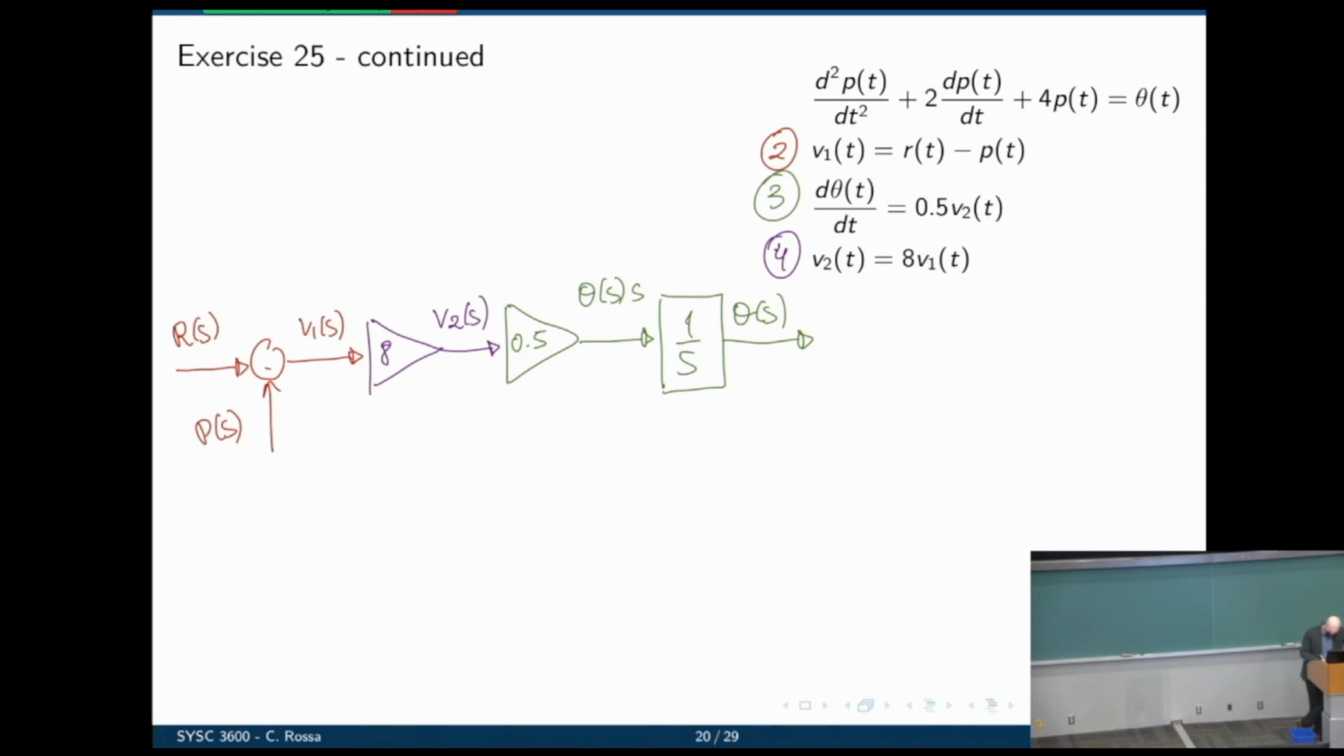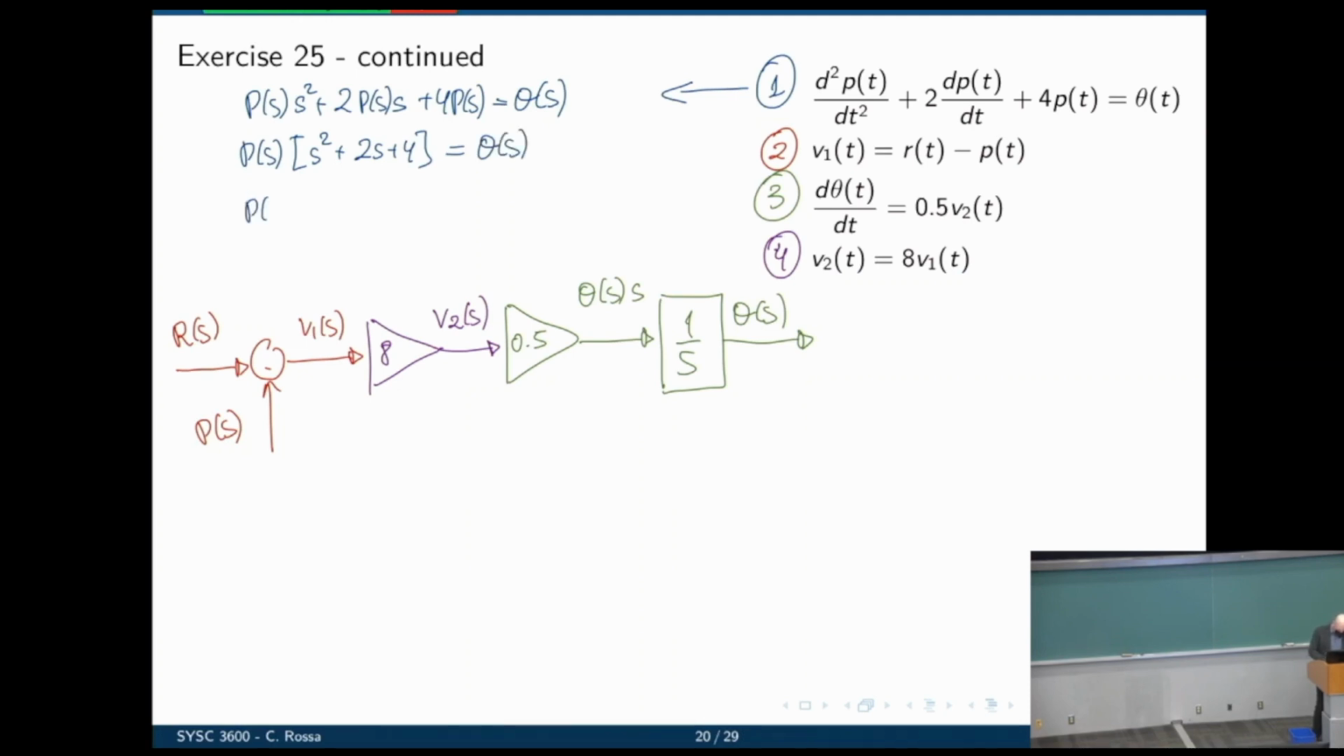Now theta s shows in the first equation. Now the first equation, we need to work that out a bit because the output will appear there, and the output seems to be now governed by this differential equation. Now we have no choice but to take the Laplace transform of this and find a transfer function. What is the Laplace transform of that? Is P of s times s squared plus 2P of s times s plus 4P of s equals theta of s. So I can factor out P of s, s squared plus 2s plus 4 equals theta of s.